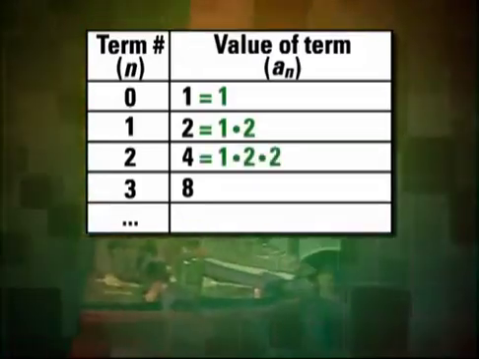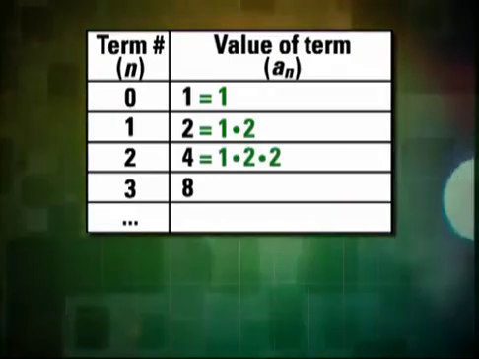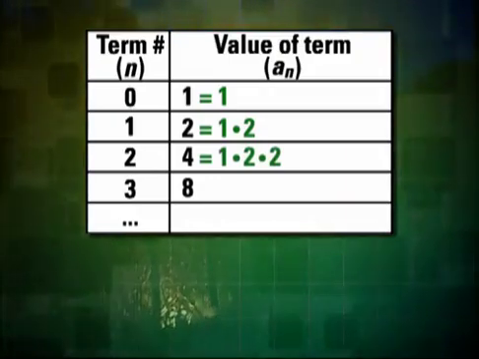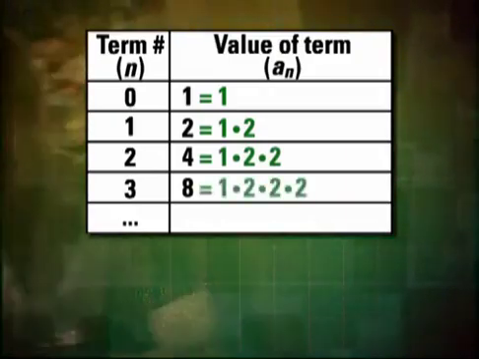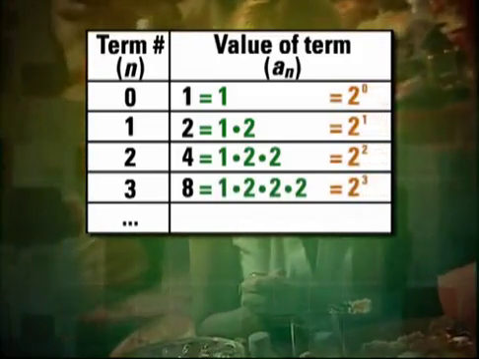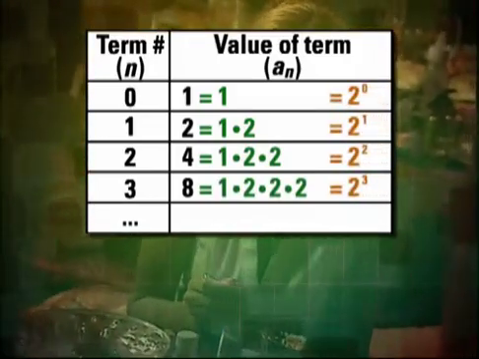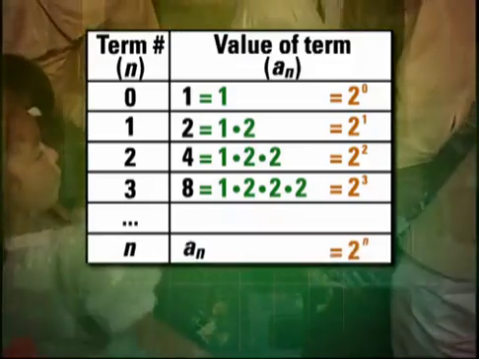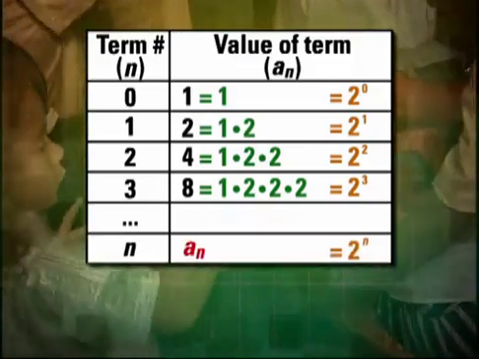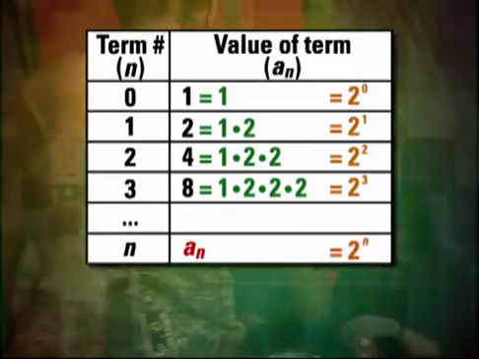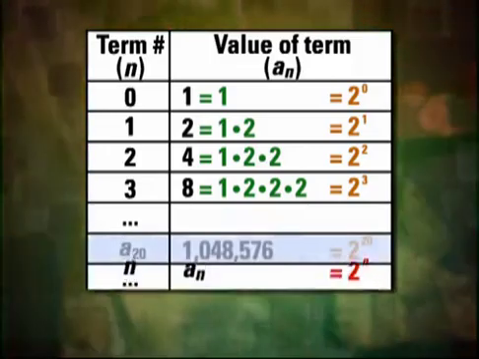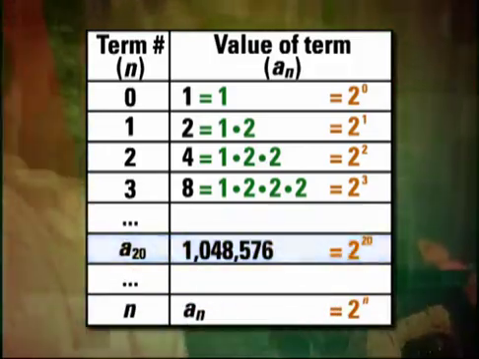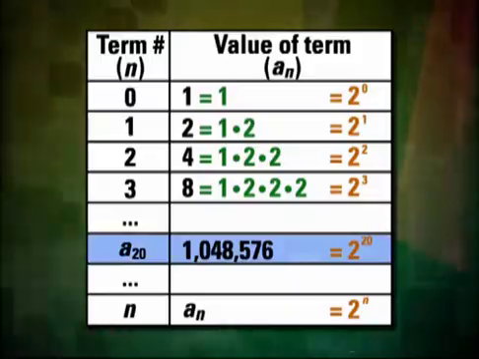Likewise, term 2 is 1 for Shelley, times 2 for Shelley's children, times 2 for their children, and so on. In short, the term number n is the same as the number of 2's being multiplied. So the general formula for this sequence is a sub n, the value of term n, equals 2 to the nth power. Generation 20 will have 2 to the 20th members, more than 1 million people.